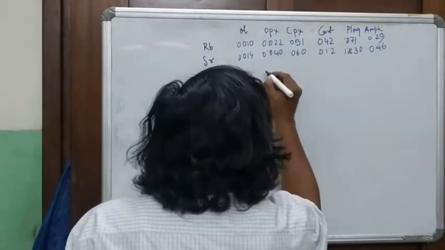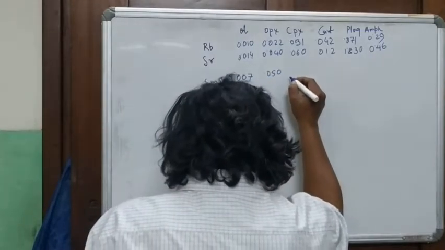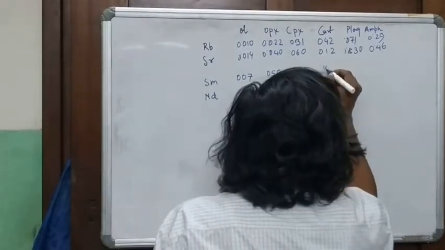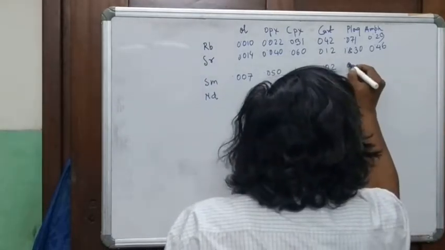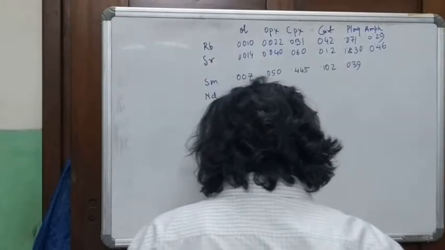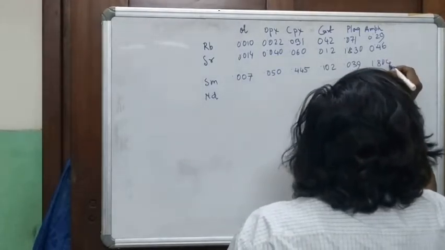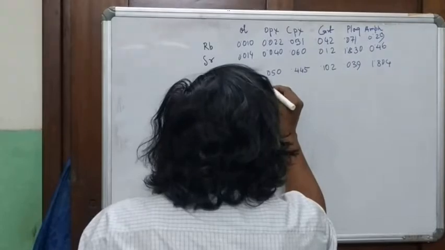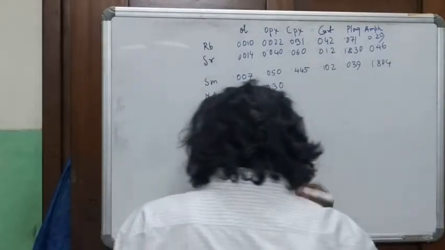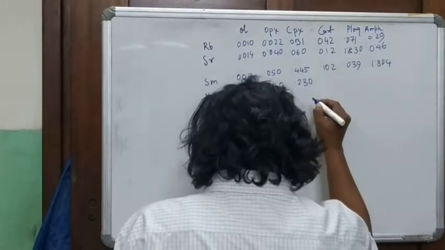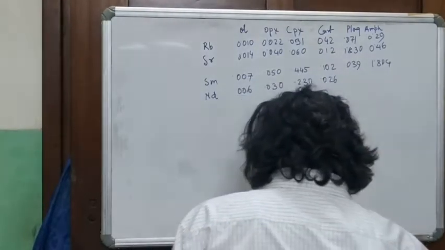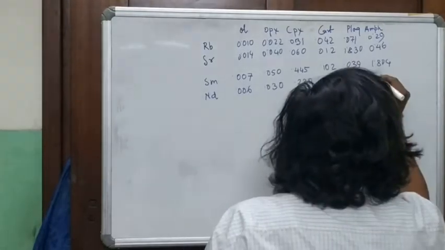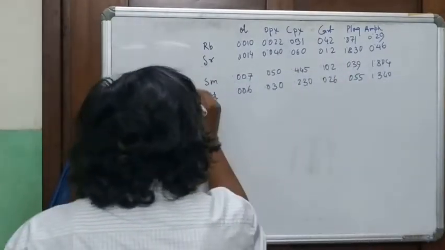For samarium and neodymium, the values for samarium are 0.007, 0.050, 0.445, 0.102, 0.039, and 1.804, whereas the values for neodymium are 0.006, 0.030, 0.230, 0.026, 0.055, and 1.340. These are the pairs that we are talking about.